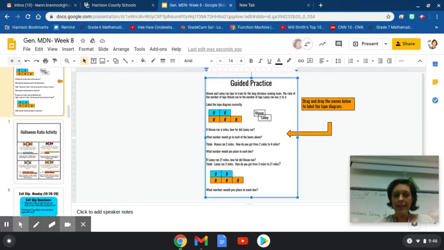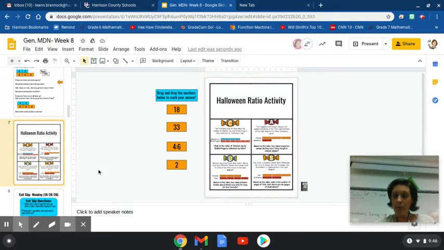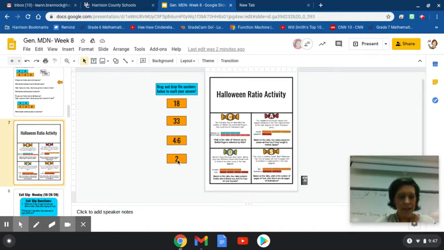Then you're going to practice 4 problems where you have to read the tape diagram and answer the questions. And look, you've got to drag and drop. So you're going to see your answer. If you don't see your answer, maybe you made a mistake. Maybe I did. I don't know. Let me know. And then finally, you have an exit slip.